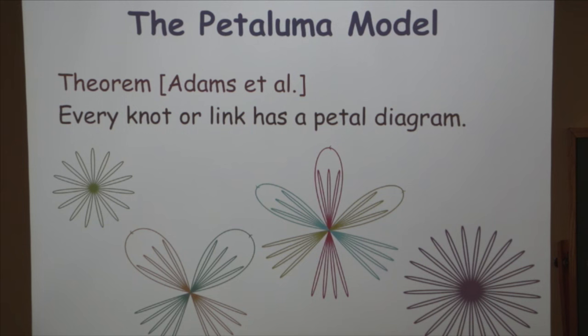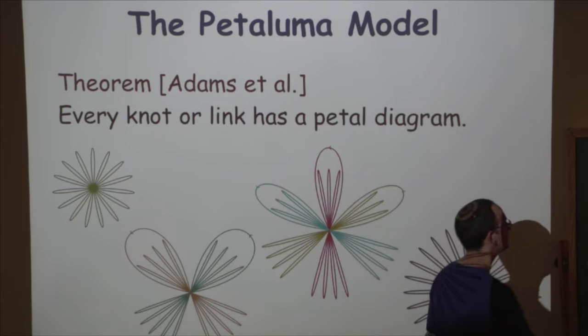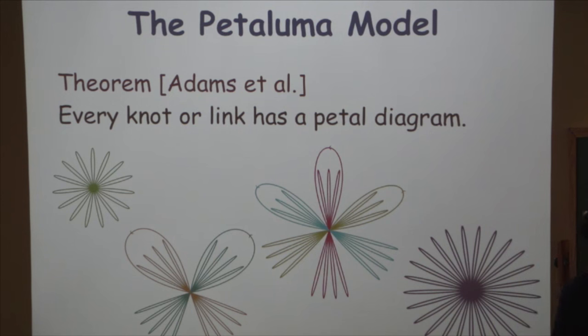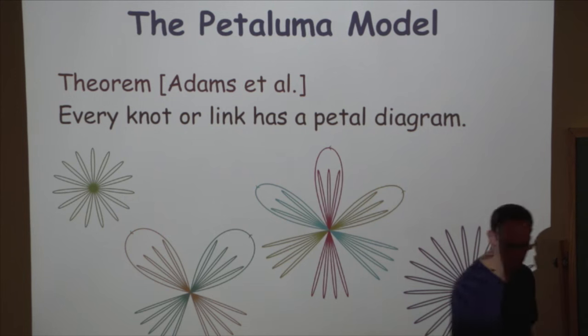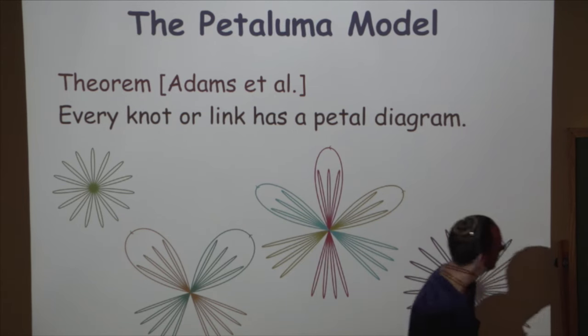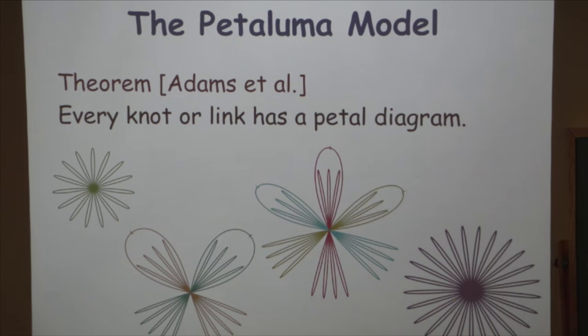Actually, you can always find such a line that crosses the knot in a linear number of places. This is important. Adams didn't show it, or at least didn't mention it, but this will give us a linear complexity of the petal diagram in terms of the original crossing number. Anyway, you find such a line, and then we distort the planar diagram of the knot so that this line will be straight. This is the hard part of the proof, to draw this right.